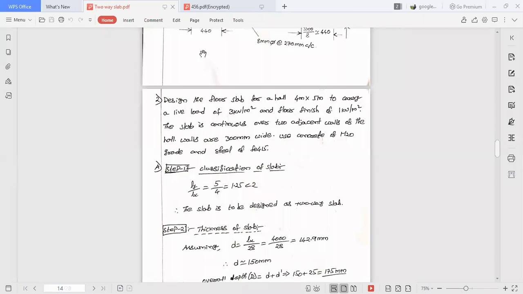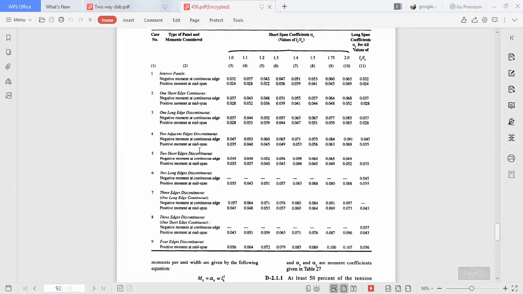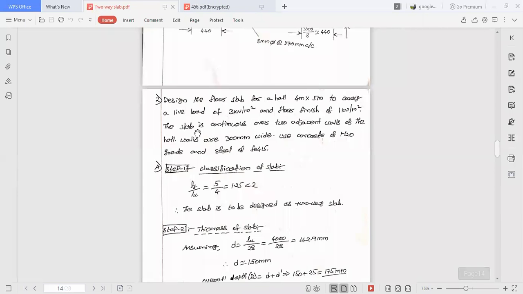Okay, and in restrained slabs, here you can see there are 9 cases. Among these 9 cases, see which case is given to us. The slab is continuous over two adjacent walls.